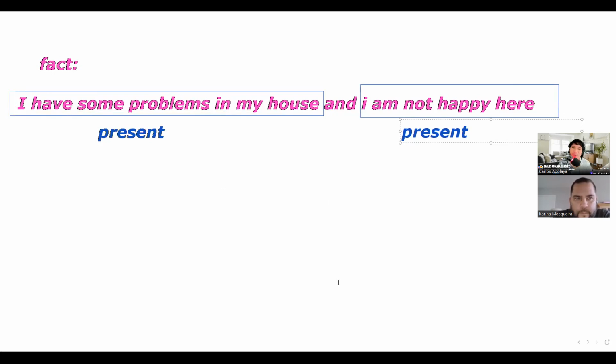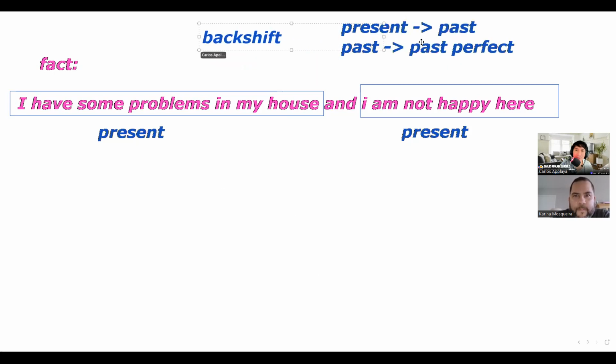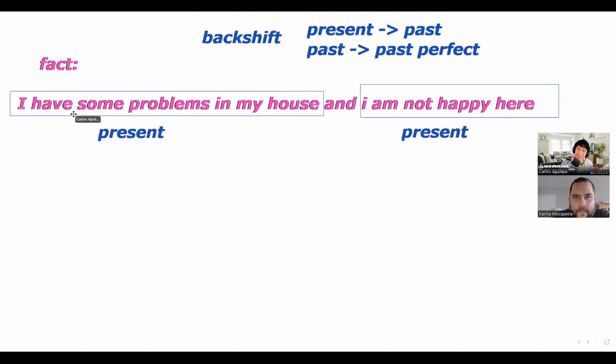In English, I'm going to teach you something that we call backshift. Backshift is, for example, if you have the present, what is the past of the present? Past. What is the past of the past? Past. Perfect. And this is what we call backshift, right? So now when you have a situation in the present, a condition, and then we have a result, you have to do backshift.